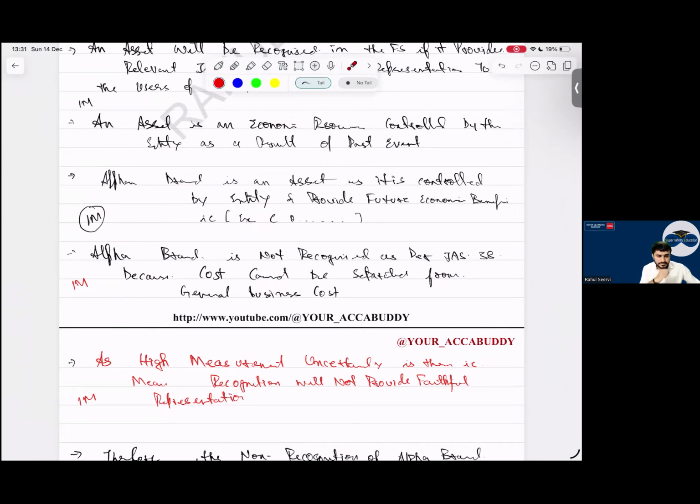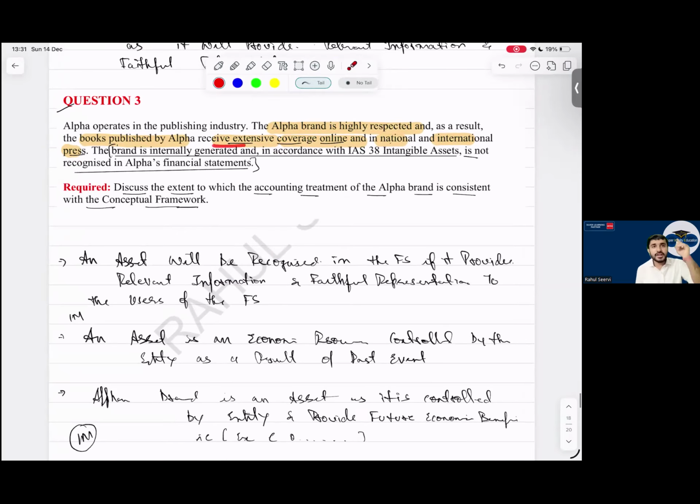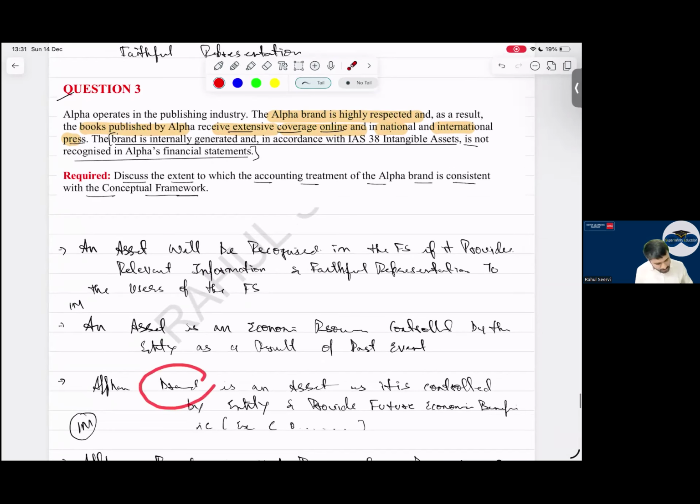Sir, in the third sentence that you have mentioned that alpha is an asset as it is controlled by the entity and provides future economic benefit. And what is that in the bracket? That is better you can link to the case, no? As we have done above, why are you saying cryptocurrency provides future economic benefit? Can I say we can use to purchase any item? So same way, how can you say कि brand से economic benefit है ये?